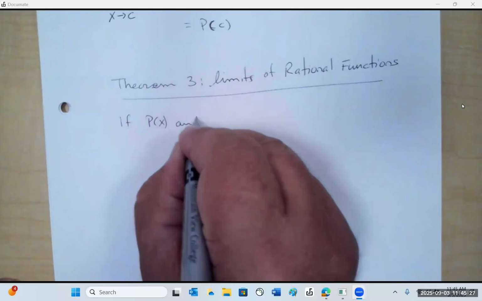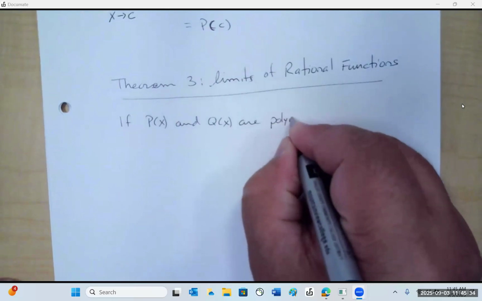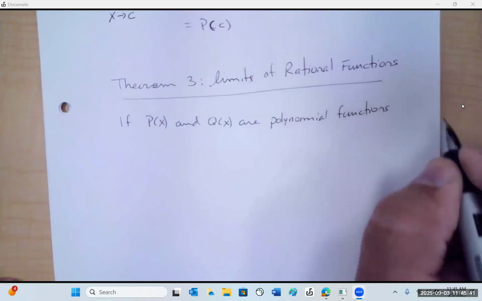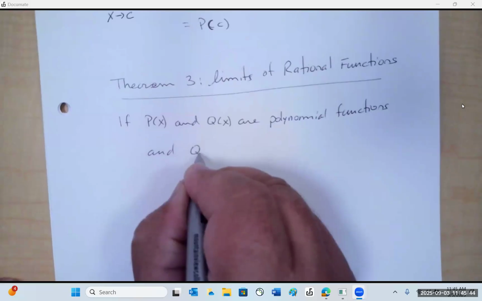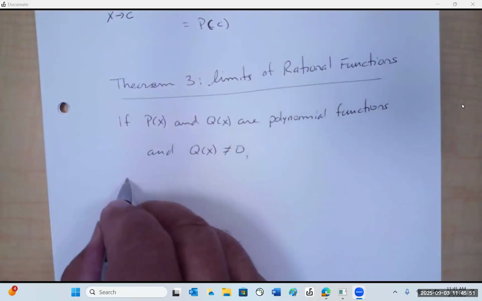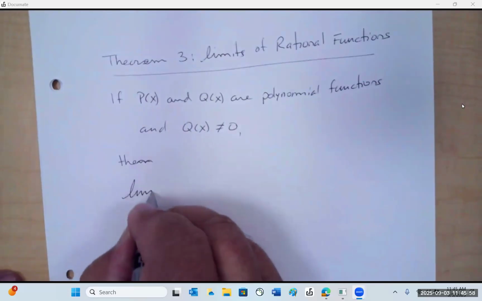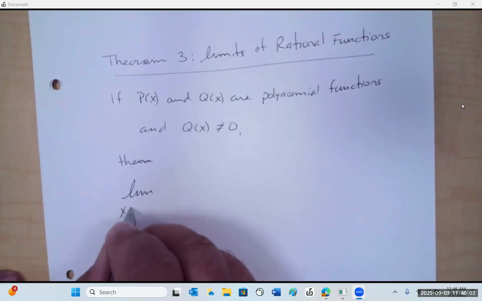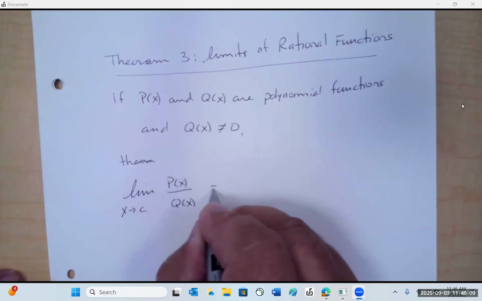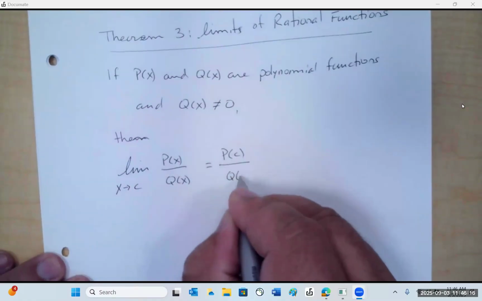If P of X and Q of X are polynomial functions, and Q of X does not equal 0, then the limit as X approaches C of P of X over Q of X is equal to P of C over Q of C.